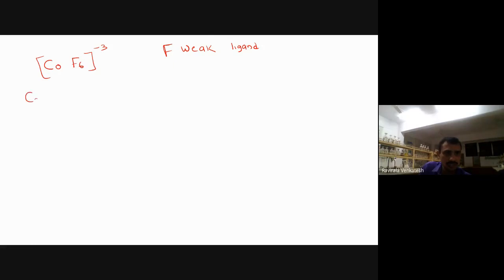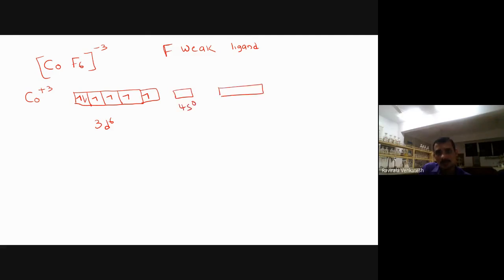All of you know this one. Cobalt is again in the +3 oxidation state, and you are going to get the same diagram as before. Cobalt +3 means 3d6, so again you can place the electrons like this: 1, 2, 3, 4, 5, and the 6th electron you can put here. Similarly, 4s will be 0 and 4p also will be 0. I need to take 4d also, but that is also 0, no electrons in that one. Why have I taken 4d? I will explain later.